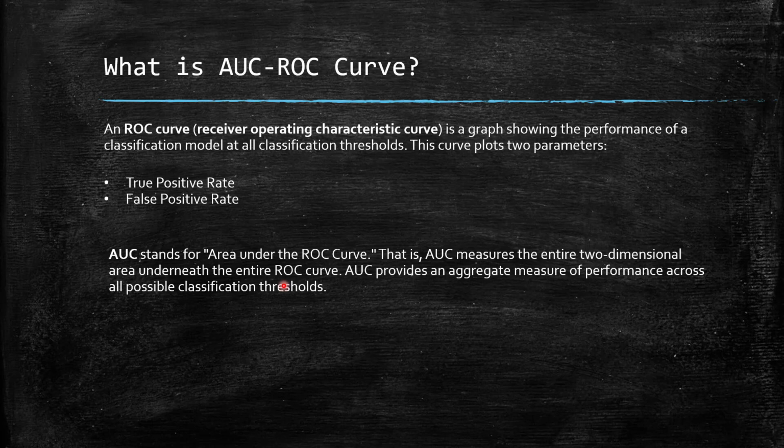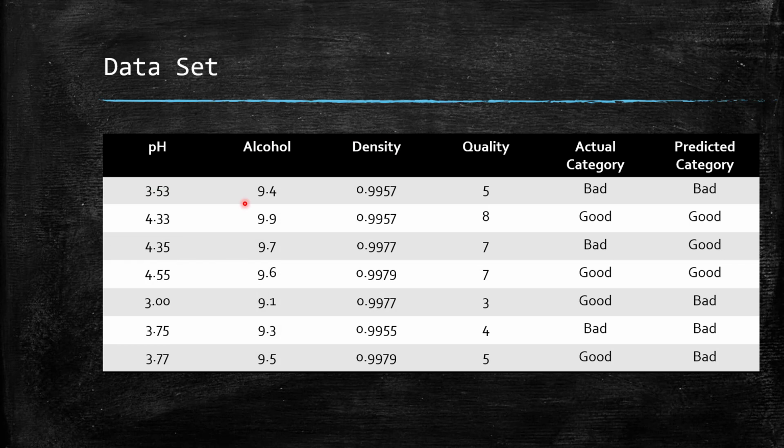If you see here, certain terms come up: classification threshold, true positive rate, and false positive rate. First we will try to understand these concepts, then slowly we'll move to AUC. To understand this, first we need to understand the confusion matrix.